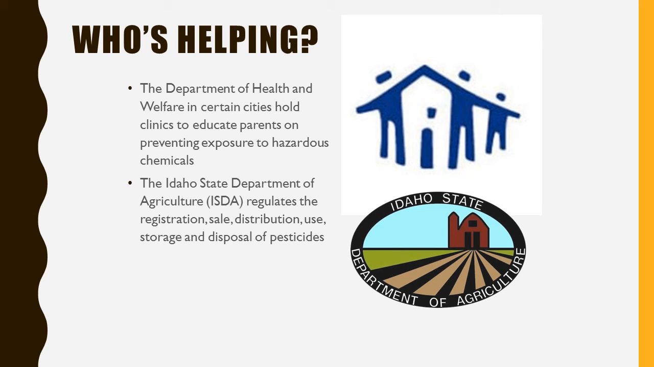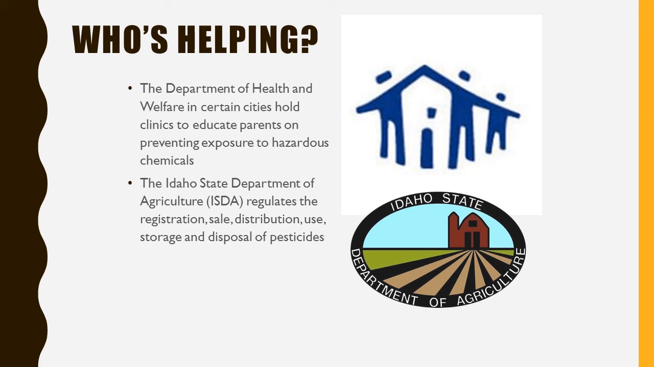Currently, there are both state and national programs that target the issue of pesticides. At a local level, most cities with a larger population have a Department of Health and Welfare that offers clinics to educate parents on how to prevent their children's exposure to hazardous chemicals. When the state of Idaho is used as an example, the Idaho Department of Health and Welfare has an office located directly in Boise, Idaho, that helps protect members in the community from these issues.